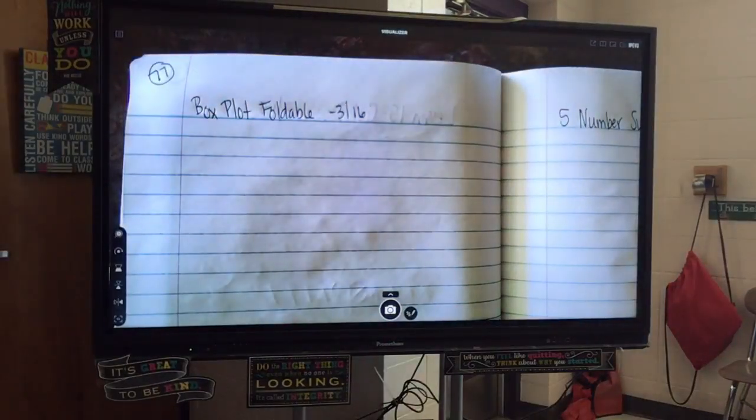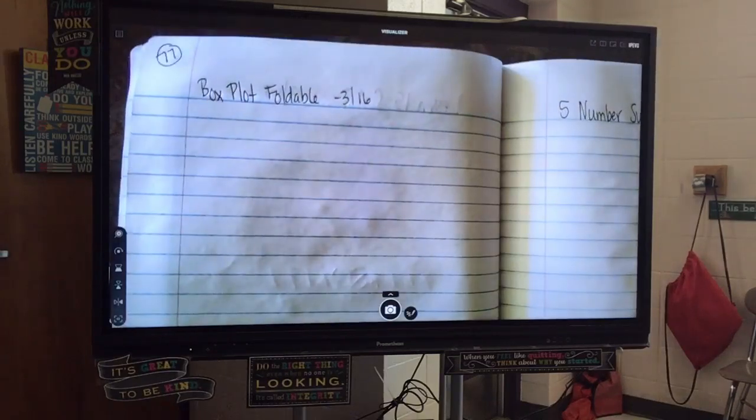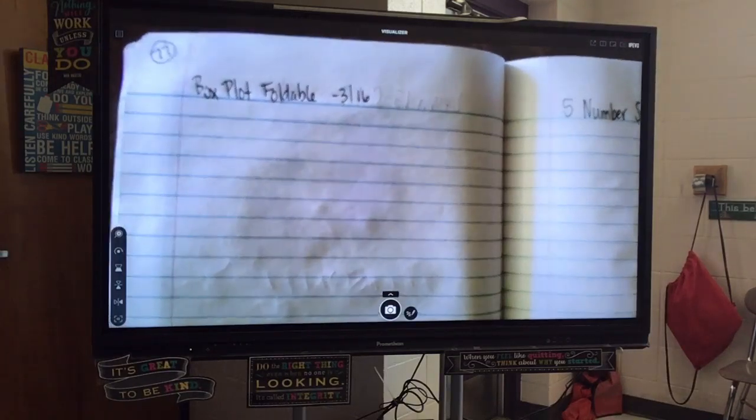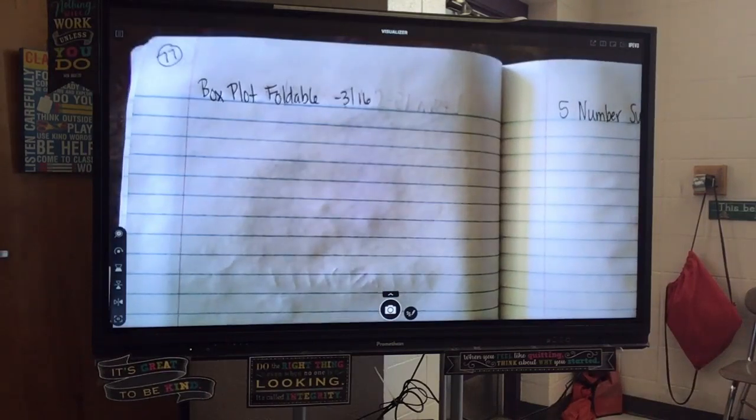Okay, so today is going to be a bit of applying some of the information that we've learned, how to create a visual for your 5-number summary. We're reviewing box plots today. You have classwork today, and then you have homework today.